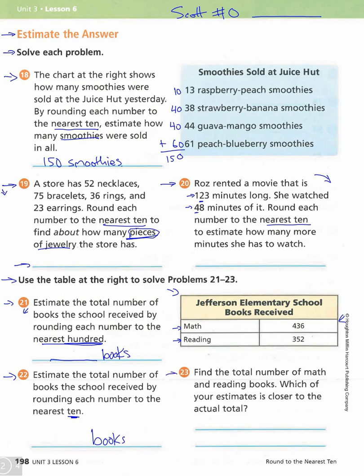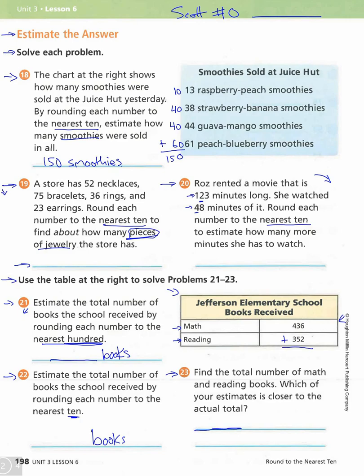All right, so now we're looking at 23. Find the total number of math and reading books. Which of your estimates is closer to the actual total? So this time, they're not asking us to round at all. We're just going to add those together and get the real amount, right? The actual amount. And then put that here.